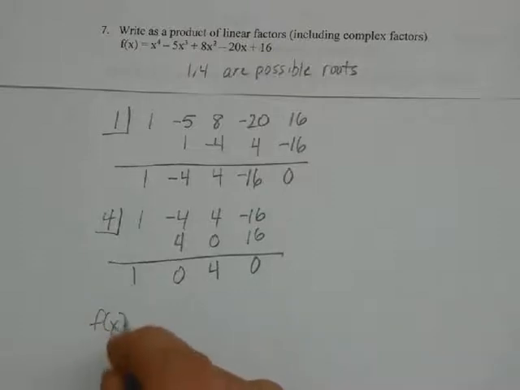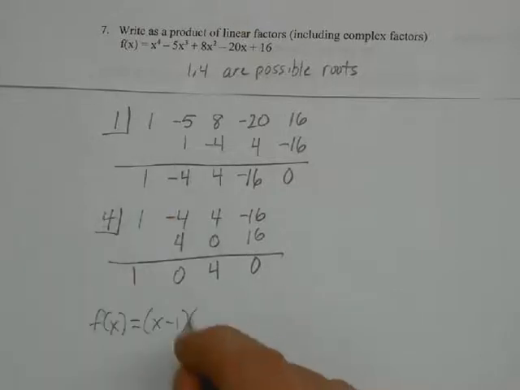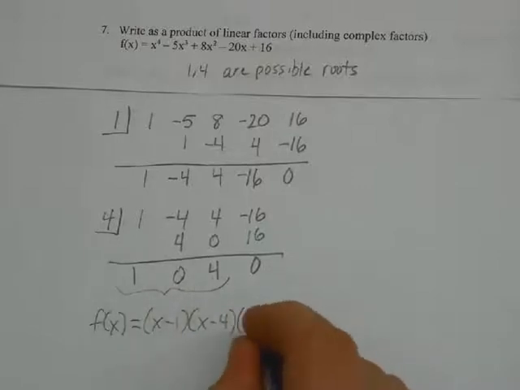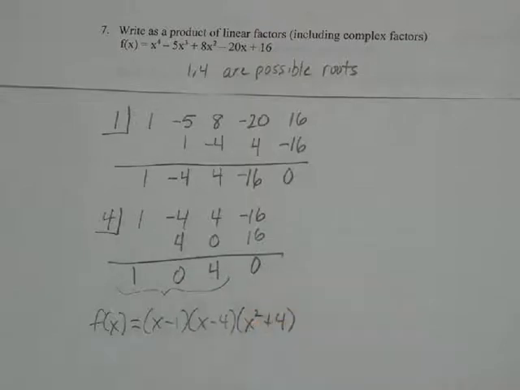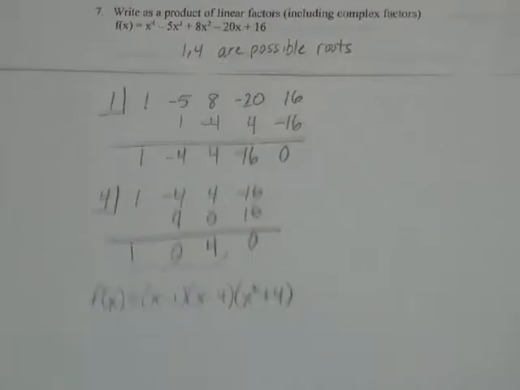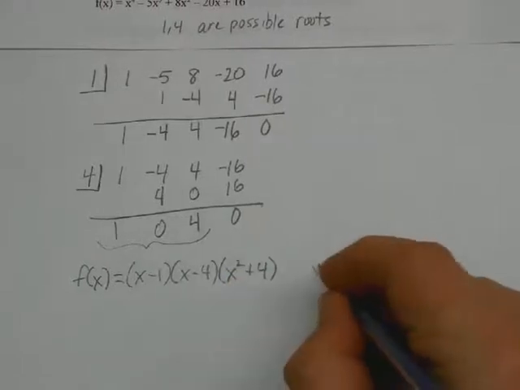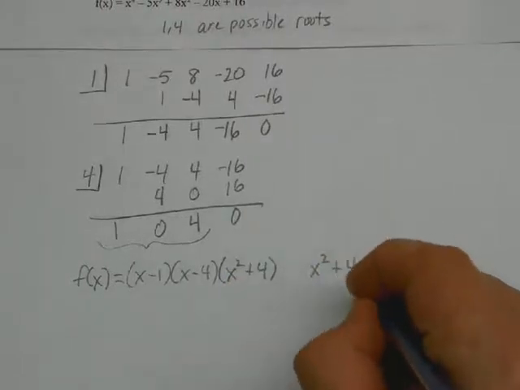So this is what I have so far. I know that I have x minus 1, x minus 4, and this factor over here is what I have left over from the division, which is going to be x squared plus 4. Now at this point, this is as much as we can factor with real numbers. However, we can find the complex zeros by setting that quadratic factor equal to 0.